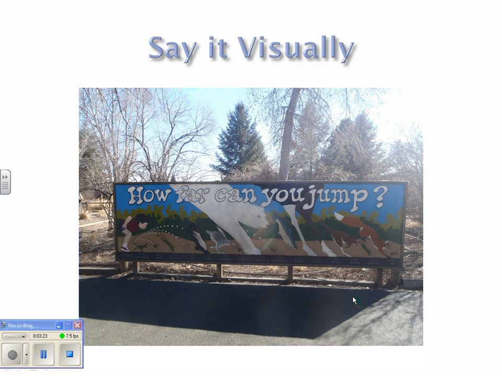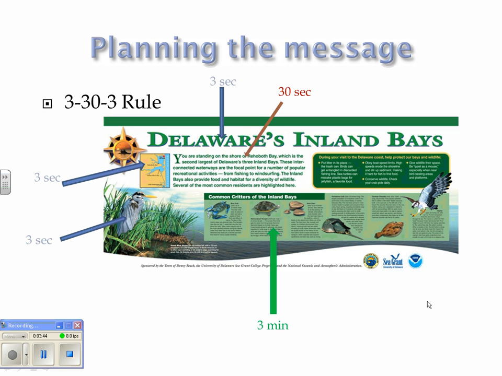This picture is taken from the Denver Zoo. You probably saw it while you were there. With one sign with very few words, you're connecting many species of animals into one common thing, how far they can jump. And you're connecting the person who's stopping at this sign with every single one of these animals.